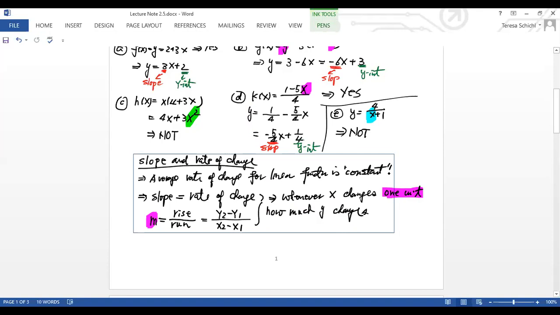If your problem has x in every hour, and you ask how much water gets in, then the slope means that when x increases by 1 hour, how much y changes. So when we do application problems, what we need to remember is that whenever x changes 1 unit, how much does y change, okay?